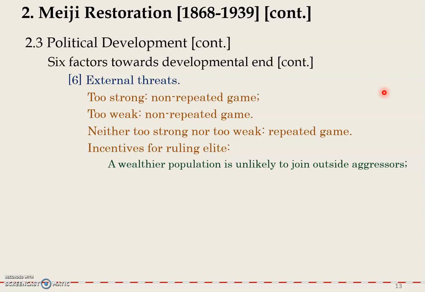In other words, if everybody, or at least most people, are happy with the way they live in that country, why not join the other ones outside and challenge their own government? It doesn't make sense, right? And also, given the external threats, the incentive for the ruling elite would be to strengthen their military against outside aggressors. And again, as we mentioned before, this is something we saw during the Meiji Restoration.